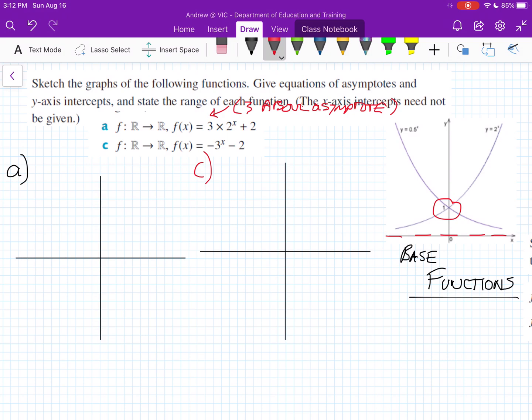And then finally we've got the plus 2 at the end. So this plus 2 means that we've translated up 2. Okay, I'll just get rid of this so it doesn't look messy. So that means we've gone up 2. I'll do this one in blue actually. So here our asymptote has gone up from y is equal to 0 to y is equal to 2. So I'm going to sketch this hopefully on this second line here.